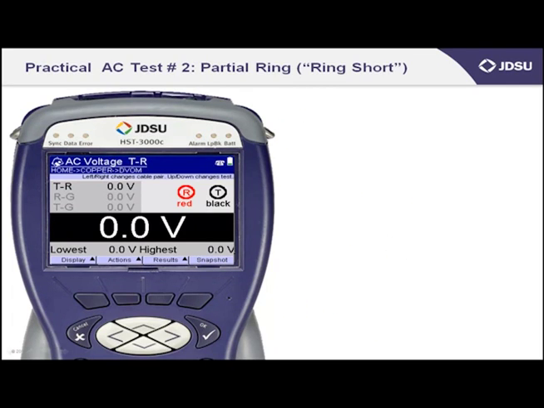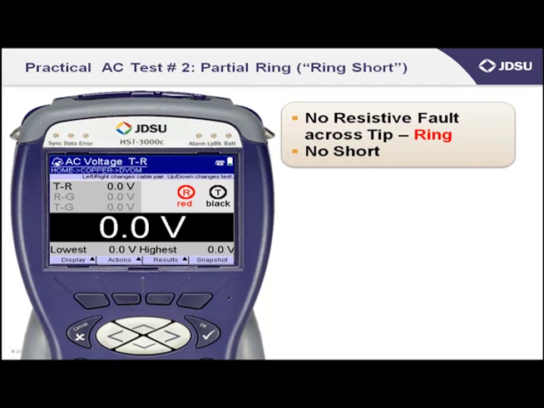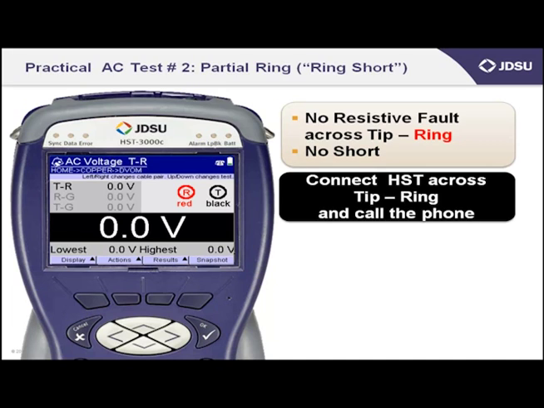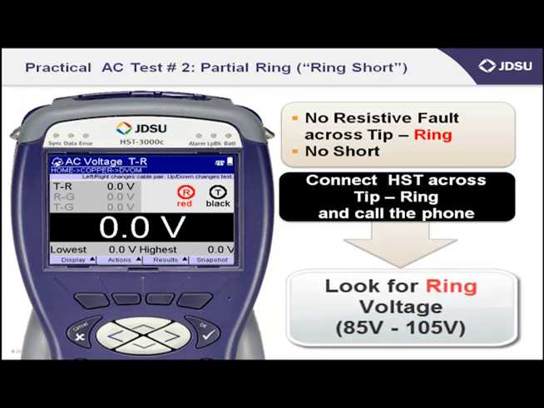Here's one more practical example for testing AC volts. Let's say you've been dispatched to the customer location because the customer has complained of a partial ring, or a ring short. You test the pair and there is no resistive fault across tip and ring, which would make the line ring short. What you could do is to connect the AC voltmeter across tip and ring at the customer's phone. The ring battery on the phone should be somewhere around 85 volts AC, which you would see on your HST. Or you may see somewhere around 105 volts of ring battery from the newer digital switches. If you don't see that, there may be a problem at the switch.